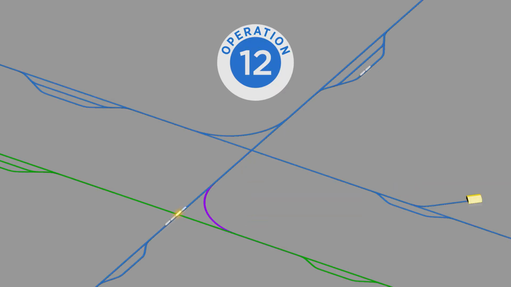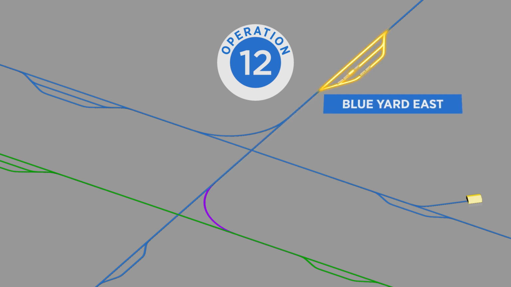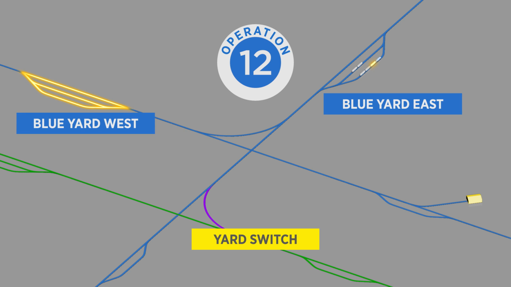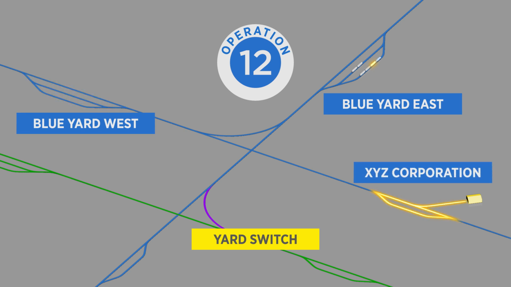Blue Railroad now has possession of Green Railroad's XYZ car and moves it north to Blue Yard East. At Blue Yard East, a yard switch is performed and the XYZ car is added to Blue Train 2, whose destination is Blue Yard West. The XYZ car must go to Blue Yard West because it is the yard that serves the XYZ Corporation's facility.